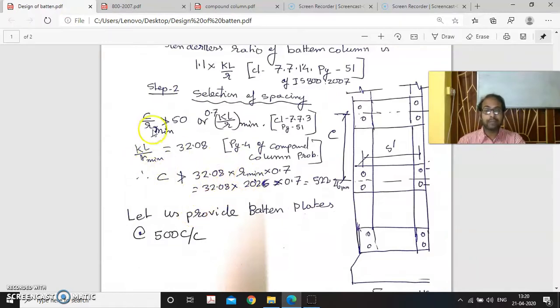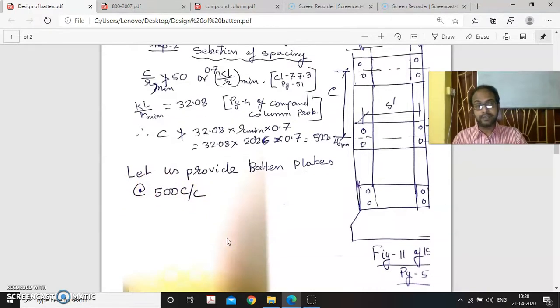So what we want to find out is this C. So in between, this one is smaller. So we have considered this one. So multiplied by r minimum into 0.7 will give us the spacing C. It is coming as 522.26 millimeter. So we have provided a lesser spacing. Greater the spacing, higher will be the slenderness ratio. So we have referred to the lesser spacing. So we have to provide the center to center distance equal to 500. Say we have assumed it.